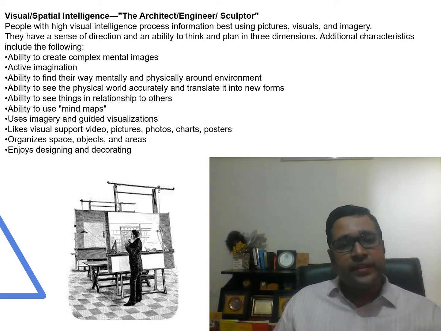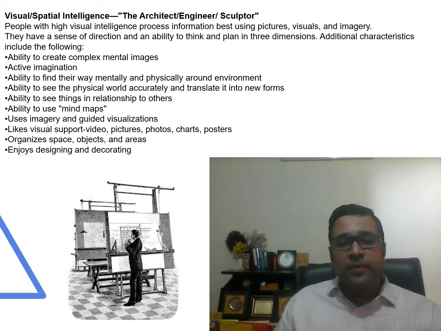Additional characteristics include the following: ability to create complex mental images, active imagination, ability to find their way mentally and physically around an environment, ability to see the physical world accurately and translate it into new forms, ability to see things in relationship to others, ability to use mind maps, uses imagery and guided visualizations, likes visual support: video, pictures, photos, charts and posters. So these are some of the likings of these kinds of people.